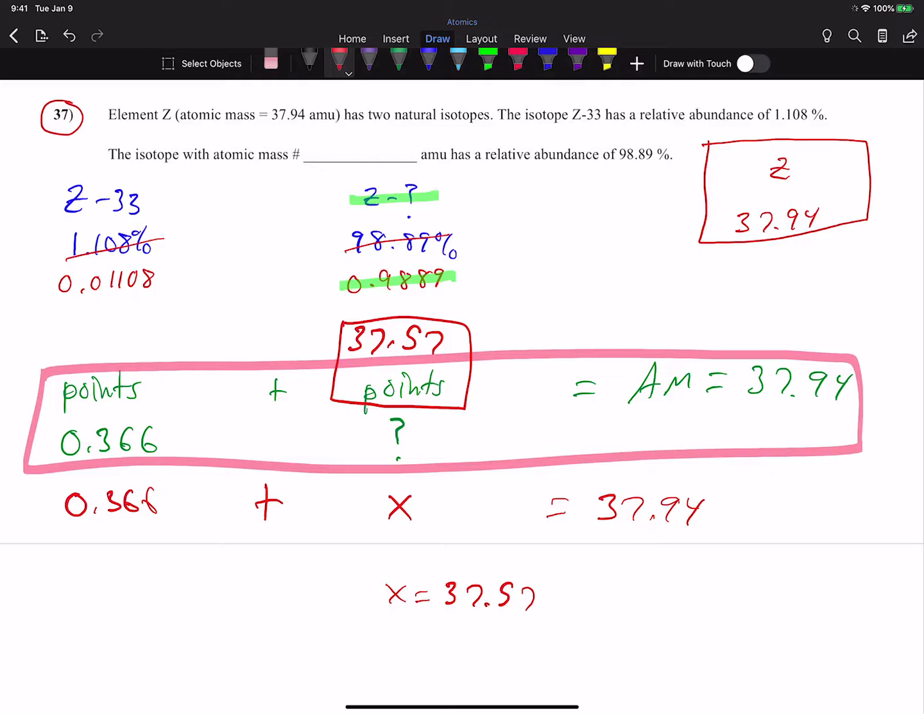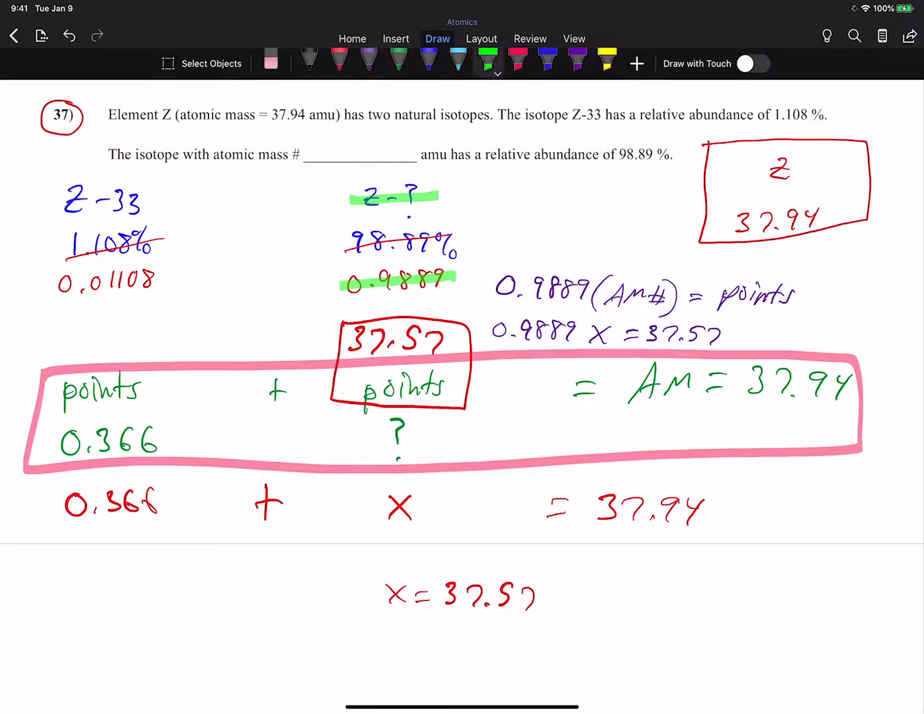So we know the points, but we still don't know the atomic mass number. So again, let's just think about what we've done in the previous two problems. What we did was we took the decimal equivalent of the percent, in this case 0.9889, we multiplied that by the atomic mass number, and that got us the points. Well, in this case, we know 0.9889. We do not know the atomic mass number, but we do know the number of points, because we just solved for them, 37.57. And once again, we have an expression with one unknown. So we want to solve for x.